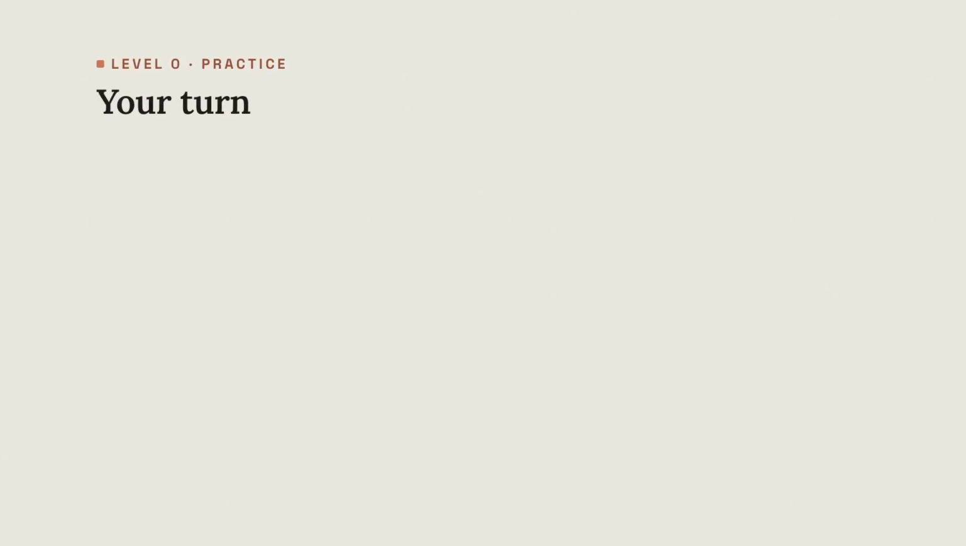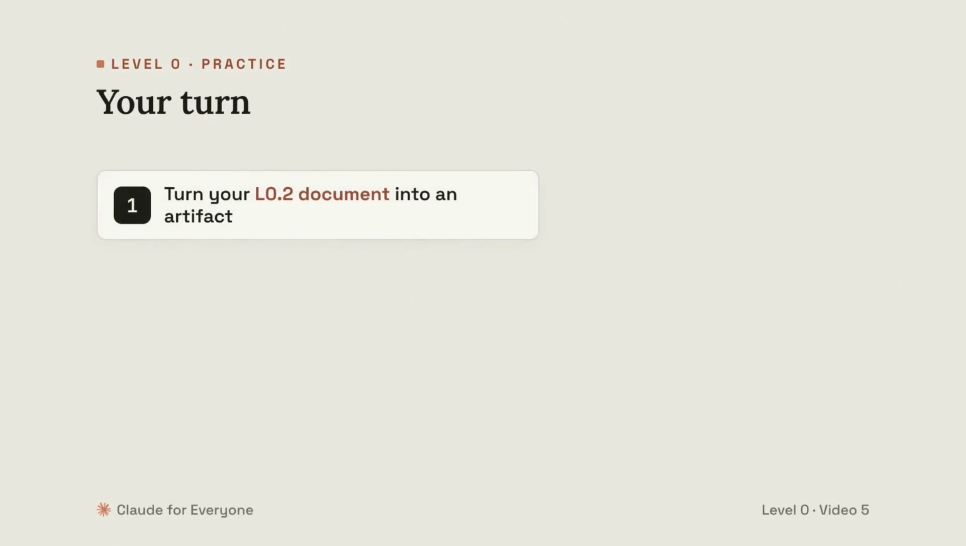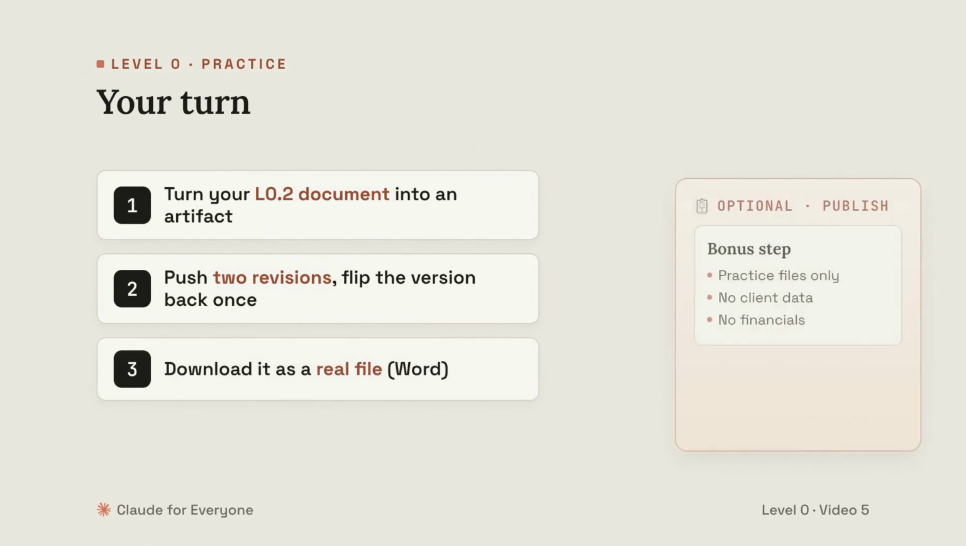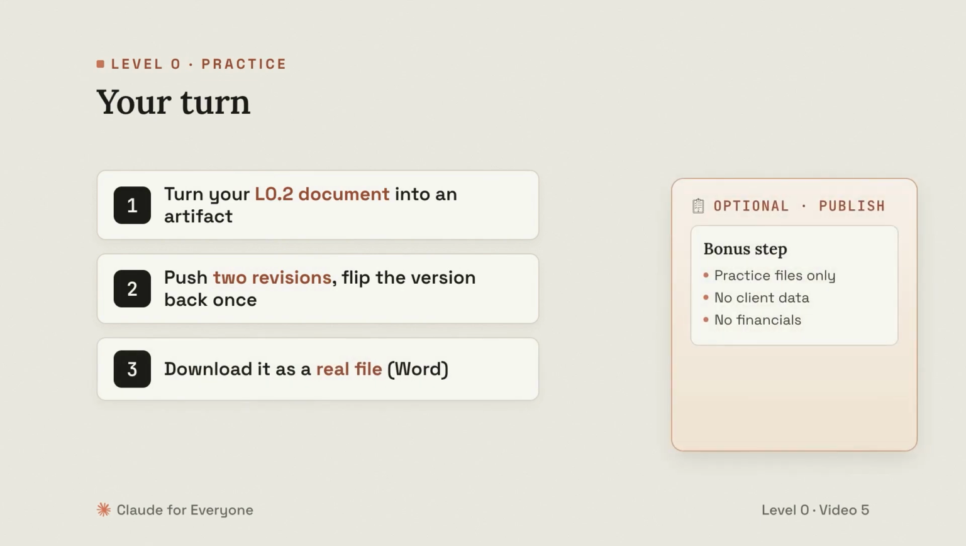Your turn. Take your document from the earlier exercise and ask for it as an artifact. Push 2 revisions through, then flip the version selector back and forth once just to feel the safety net. Then download it as a Word file. Publishing is optional homework and only with zero sensitive content. The practice files exist for exactly that. You will know it worked when you have a versioned artifact and a real file that opens outside Claude.